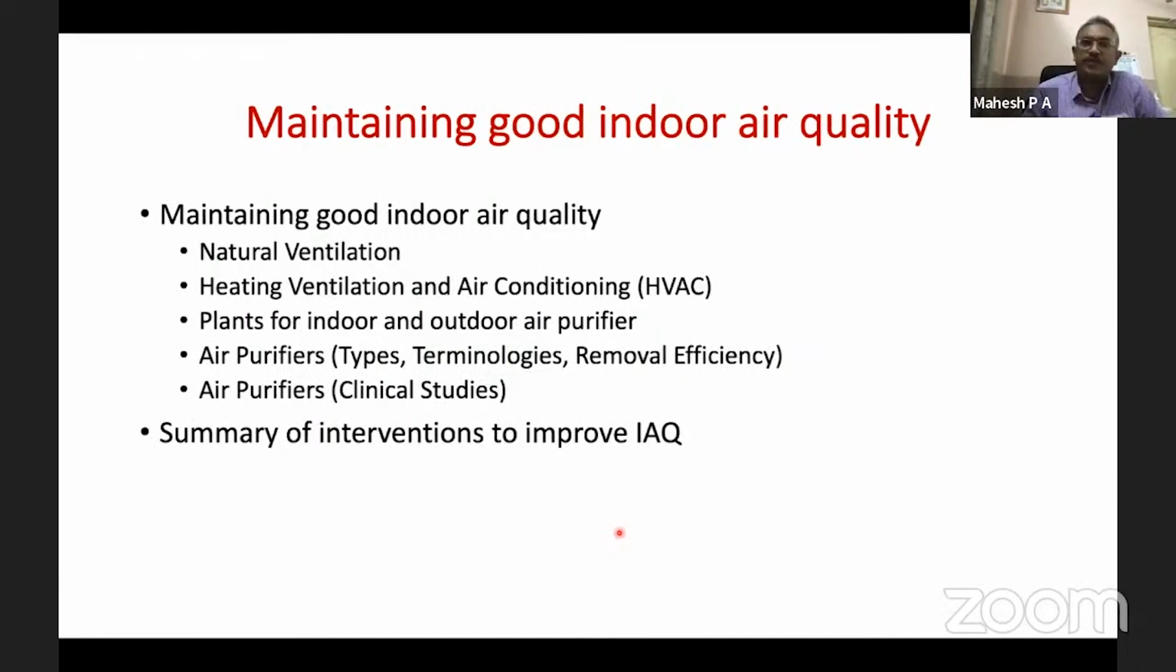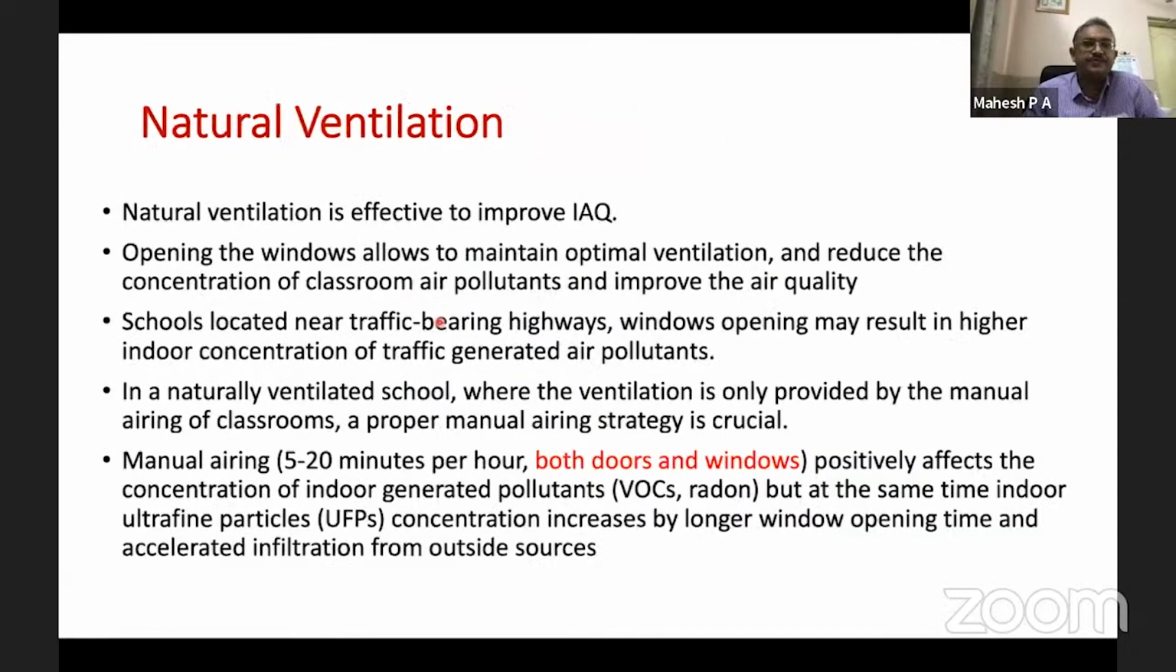I'll quickly go through, as Dr. Killani has already spent a good amount of time on this. Natural ventilation in a country like India, where electricity is expensive to come by, is a good option. HVAC is good. You have plants for indoor air purification, and then you have the air purifiers as well. So natural ventilation is important.